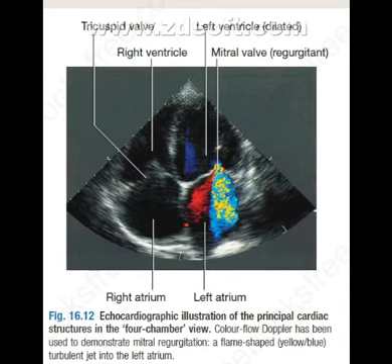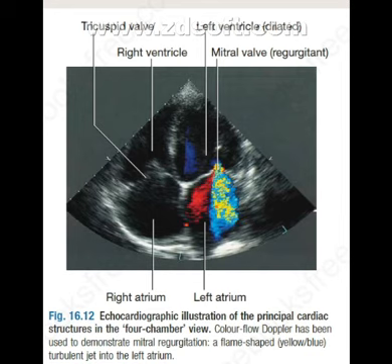This is the echocardiographic illustration of the principal cardiac structures in the four-chamber view. Color flow Doppler has been used to demonstrate mitral regurgitation, a flame-shaped yellow-blue turbulent jet into the left atrium. There is the tricuspid valve, right ventricle, right atrium, left ventricle dilated, and mitral valve regurgitation.